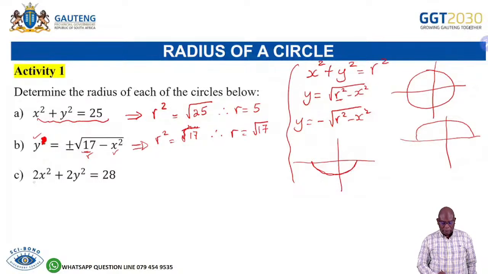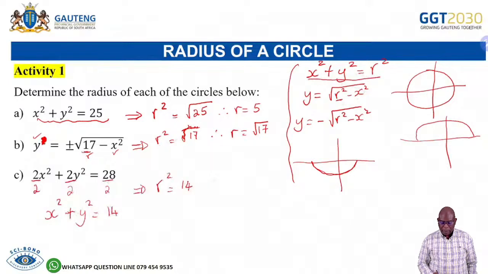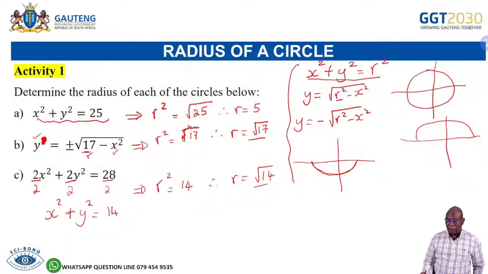If I look at the last one here, for me to get the equation like this, I must first divide this by 2, divide this by 2, divide this by 2, so that I can get the equation x squared plus y squared equals r squared. In this case, the r squared will be 14, but my r value will be the square root of 14. Please, let's leave it in surd form, okay? So those are the three answers that I'm going to get for those three things.